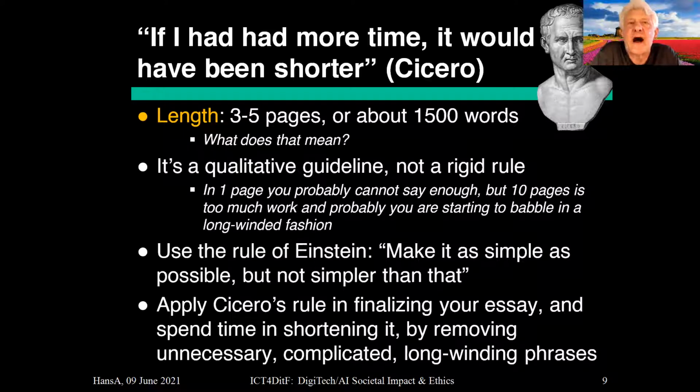And use the rule of Einstein. Einstein is reputed to have said, make things as simple as possible, but not simpler than that. So in a sense, bias is already there. You make it simpler than it really is. But if you try to get in all reality, people will not understand you. So you have to simplify it. But there is a limit to simplification. There is a certain point where it switches from a pretty correct picture of reality to a pretty incorrect one.